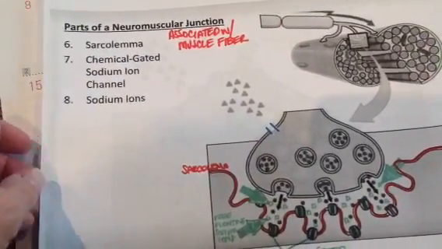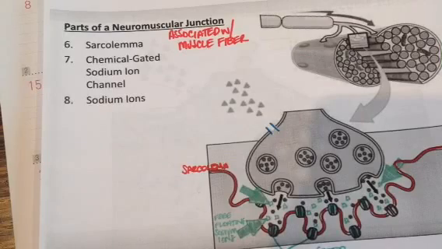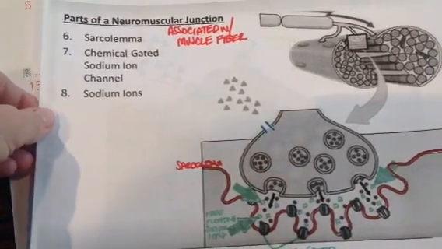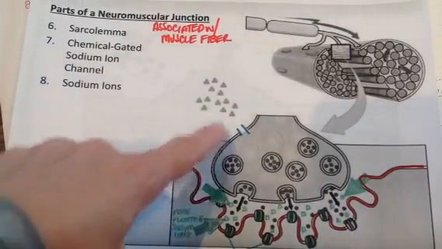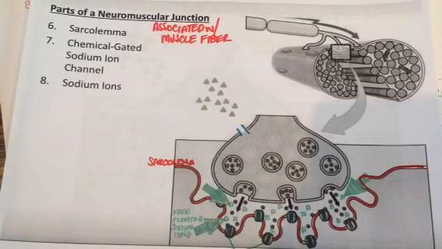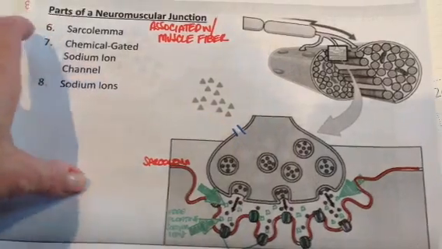Now here are some more parts of the neuromuscular junction associated more with the muscle fiber. The sarcolemma in the red there is the muscle fiber membrane, and then we have the chemical-gated sodium ion channel, which is just down here, and sodium ions, which are in there.